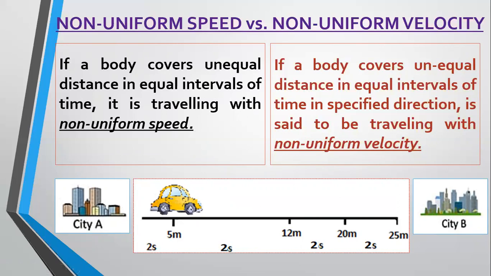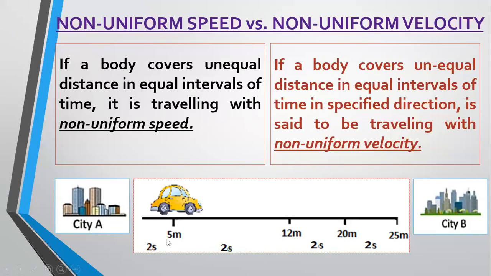So again, a car moves from city A to city B. It covers 5 meters in 2 seconds. Next, it covers 12 meters in 2 seconds, 20 meters in 2 seconds, and in next 2 seconds, it covers a distance of 25 meters. So the time interval remains the same, 2 seconds. However, there are unequal distances, 5 meter, then 12 meter, 20 meter, and 25 meter.